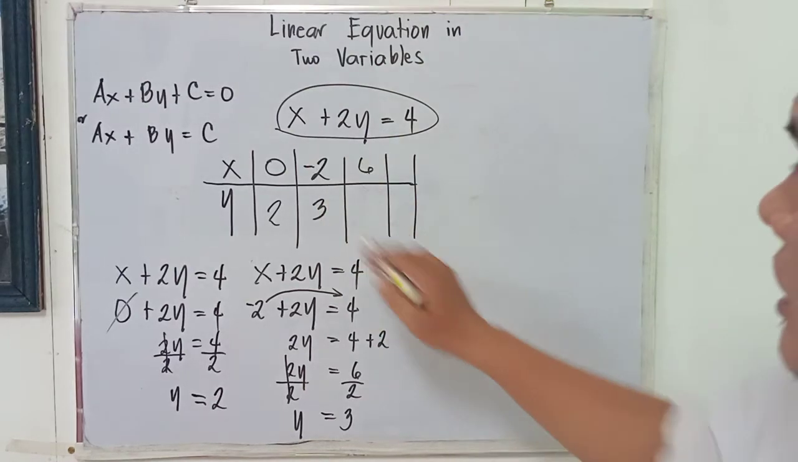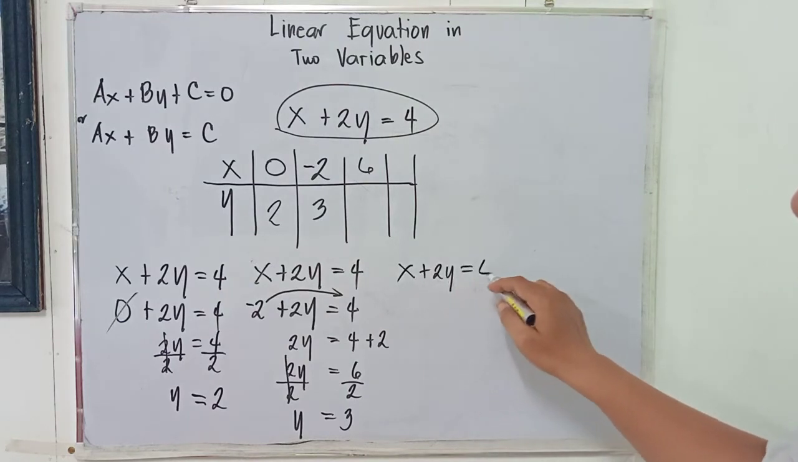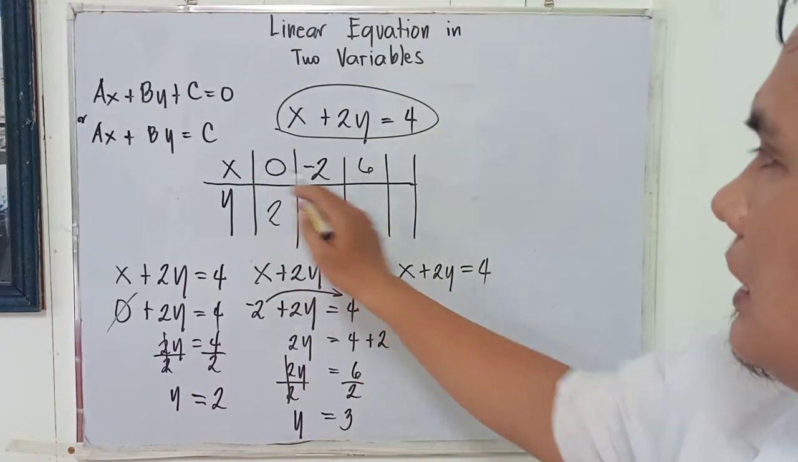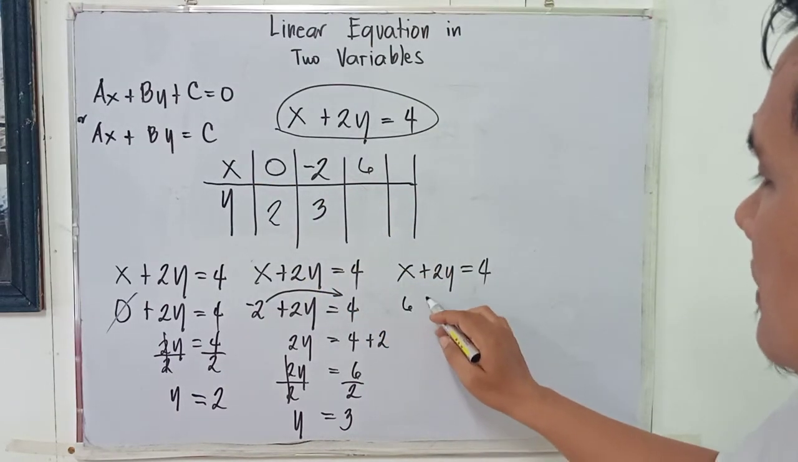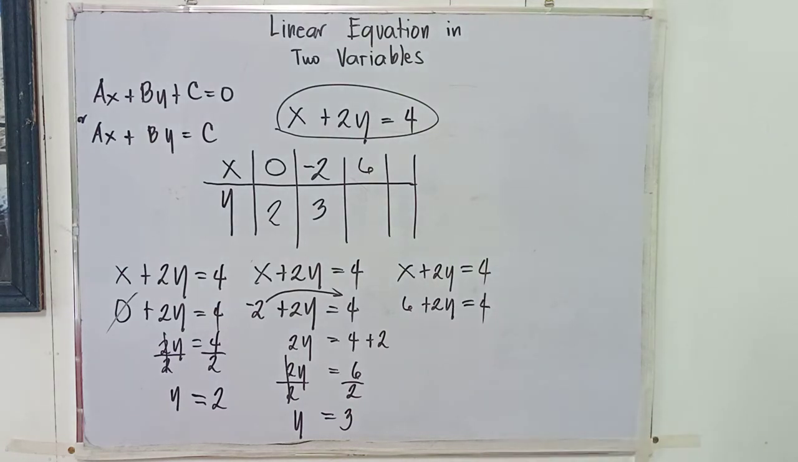So we're going to use this one. x plus 2y is equal to 4. Okay? So replacing x with positive 6, this becomes 6 plus 2y is equal to 4. Okay?